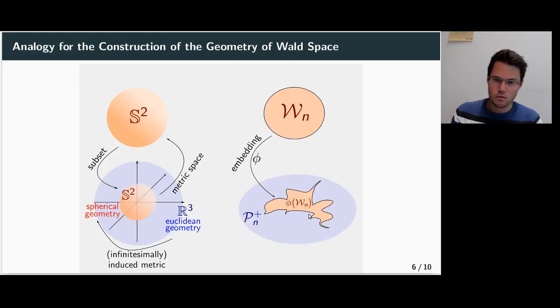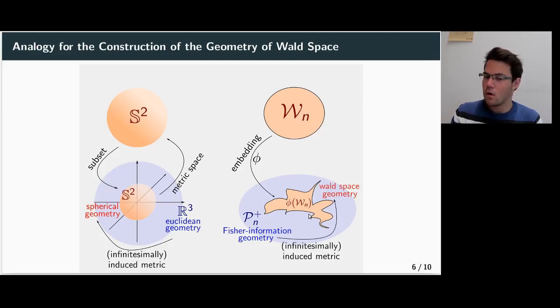And in the same way, we do this via phi, via the embedding of the Wald space into the strictly positive definite matrices, where the strictly positive definite matrices are a Riemannian manifold, and we choose the so-called Fisher information geometry very consciously, and then we again take the infinitesimally induced metric on the subset, which we call the Wald space geometry. Then we go back via phi to the power of minus 1, so because it's injective, we can invert those elements into the Wald space again, and we obtain a metric space. This is how we obtain the geometry of the Wald space.